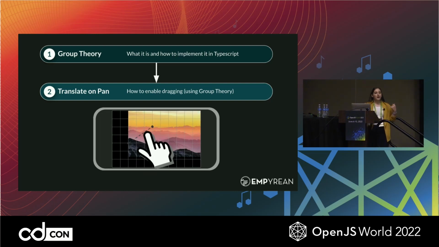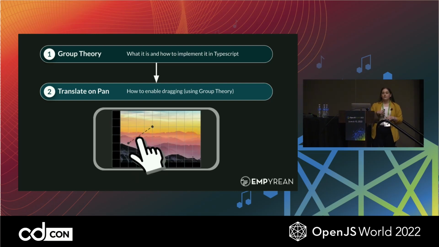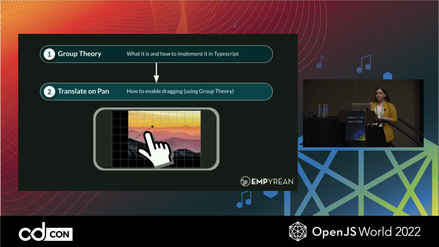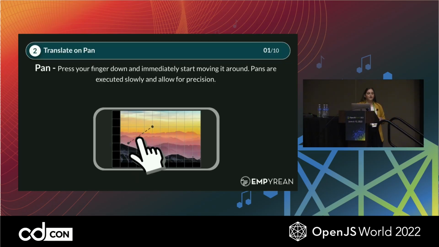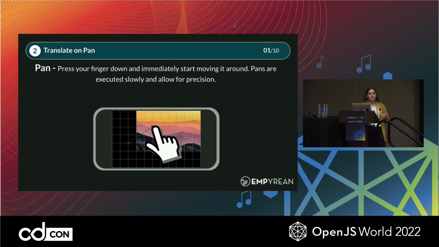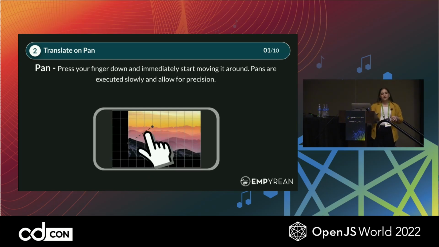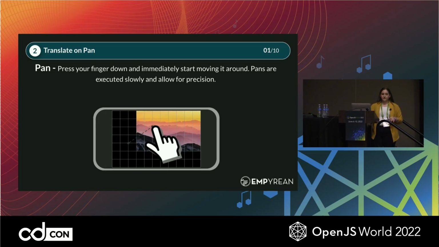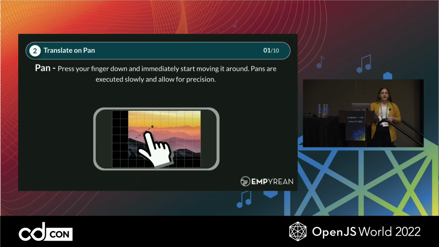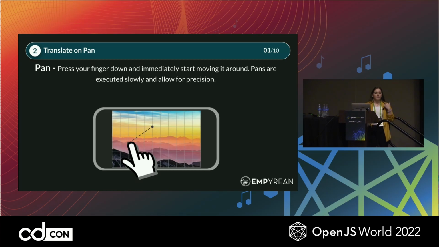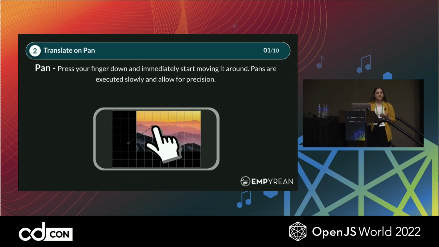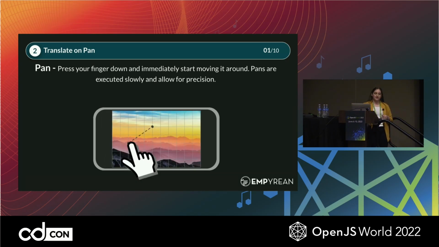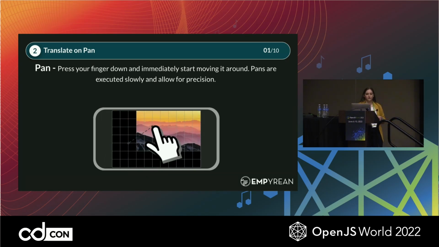So we've gone over what group theory is, how to implement it in TypeScript, and we're finally ready to translate on pan. So first, what is a pan? A pan is when you put down your finger and then immediately start moving, and pans are executed slowly and allow precision. So there are other touch events that we could attach to, like a touch event or something that would get some information, but the pan is special because it's for precision. That's what we want to be able to move around the image.